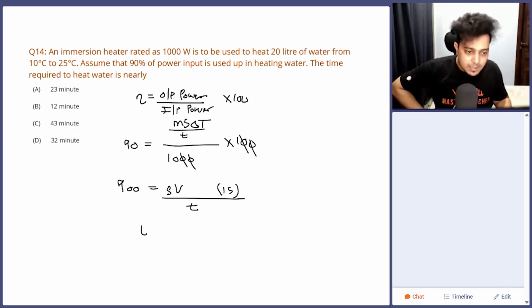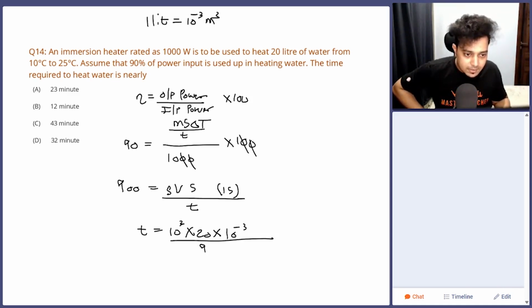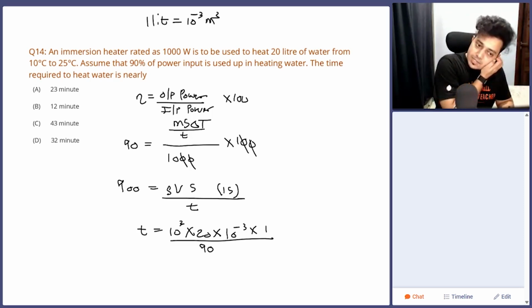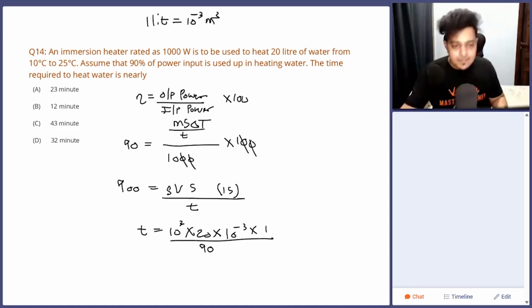Okay, so we'll rearrange this now. T goes up. Density of water is 1000 SI unit, and volume is 20 liters. 1 liter is 10 raised to minus 3 meter cube, so 20 into 10 raised to minus 3. This is the volume. Then mass, specific heat capacity, and temperature. This 900 will go down in the denominator, and specific heat capacity will be 1. Okay, so this is our answer for time, but the answer will be in seconds. We have to convert this into minutes by dividing by 60.